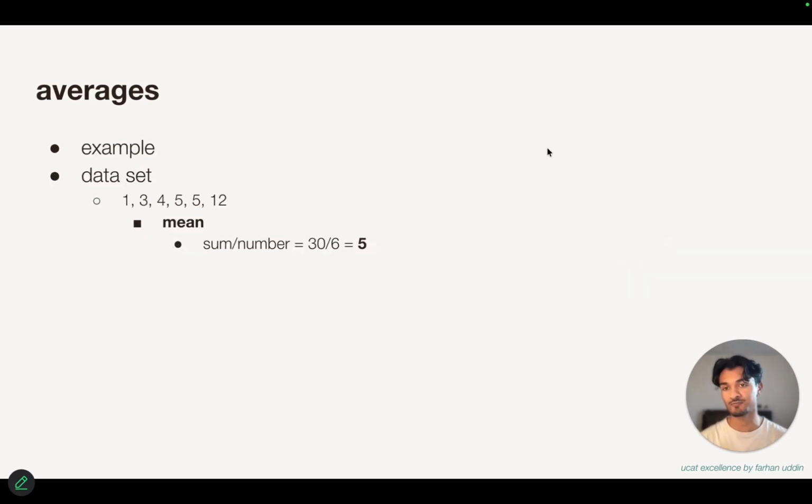We've got a data set in front of us: 1, 3, 4, 5, 5, 12. So the way we calculate the mean is by getting the sum of all of those numbers. So we add up all those numbers, we get 30. And then we divide by the numbers in that set. So there's 6 numbers there. We divide by the number 6. We end up with 30 divided by 6 equals 5. So the mean value of this data set is 5.